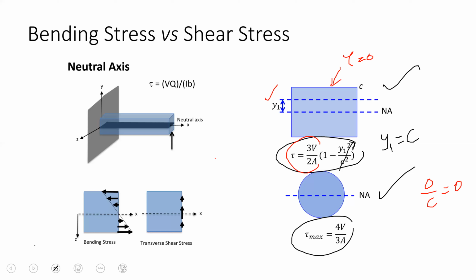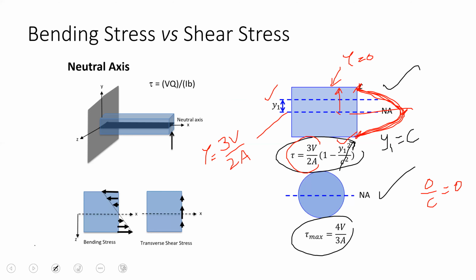At this, tau will be 3V over 2A. That will be obviously maximum. And between this, the distribution will be, we will see in machine design, a parabolic distribution, because the dependency is on the square, right? So it will not be a straight line, it will be a parabola like this one. So this is how the distribution is, maximum over here, and ultimately 0 on this face and on this face, right?